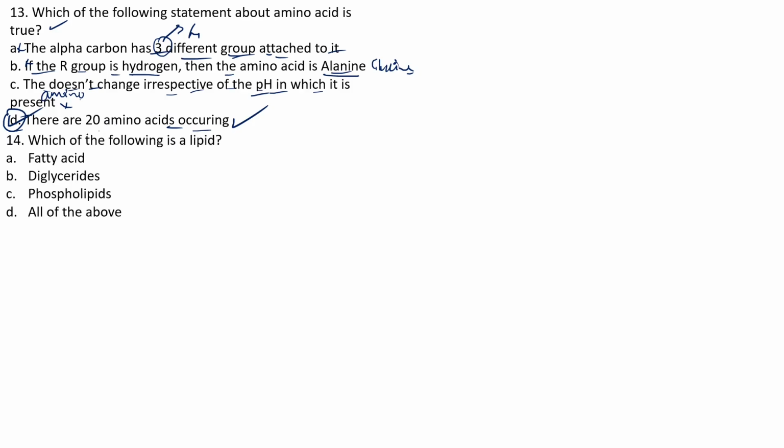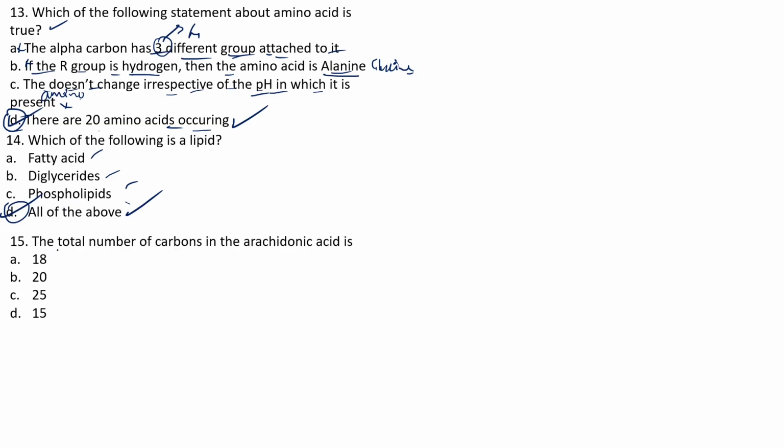Now moving on: which of the following is a lipid? Fatty acid, diglycerides, phospholipids, all of the above. Yes, exactly. All three mentioned are actually lipids. Diglycerides are also derivatives of a lipid. Fatty acid is a simple lipid. Phospholipids are also derivatives of lipids, glycerols, etc. Right? So we can say all of the above are lipids.